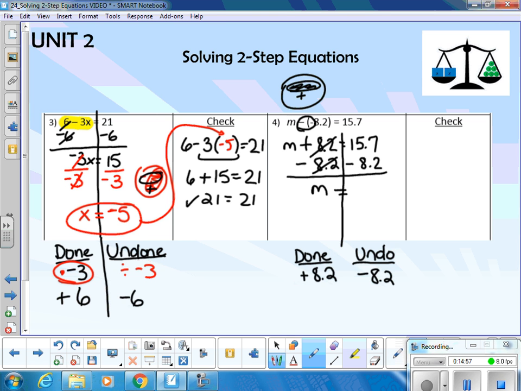And then I have 15.7 minus 8.2. 7 minus 2 is 5. Bring down your decimal point. 15 minus 8 is 7. So my solution says that it's 7.5.